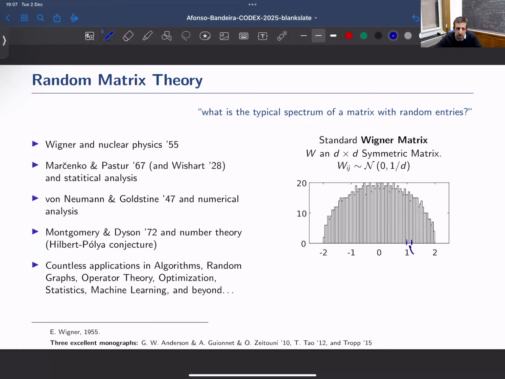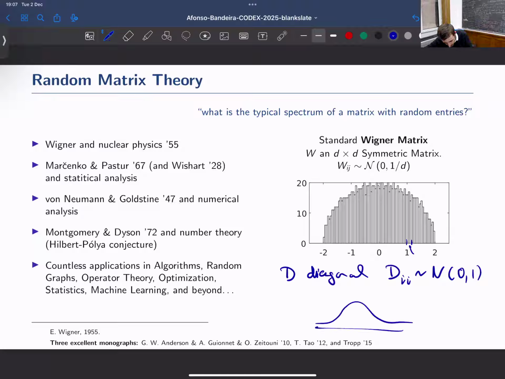Just to convince you with a very silly example that other models of random matrices can have eigenvalues that look very different, take a diagonal matrix of size d with diagonal entries d_ii Gaussian, N(0,1). If you look at eigenvalues, you're just going to get the entries on the diagonal, so the eigenvalues are going to look like a Gaussian. In particular, there will be eigenvalues running away as d goes to infinity.